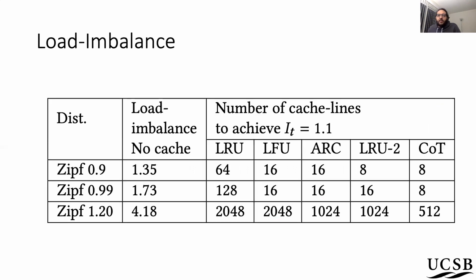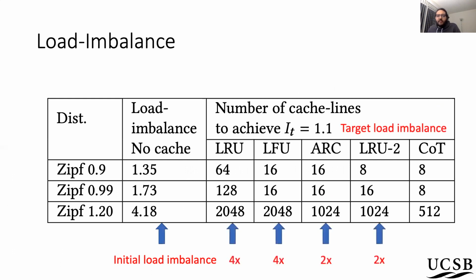For the caching server load imbalance, we use Zipf 0.9, 0.99, and 1.2 distributions. Without front-end caches, the initial load imbalance is much higher than the target load imbalance of 1.1. This table shows that COT achieves the same load imbalance targets as LRU, LFU, ARC, and LRU2, with 50% to 70% fewer cache lines.